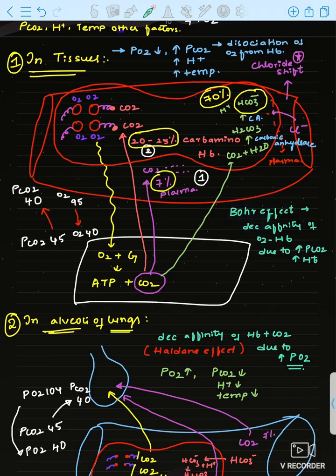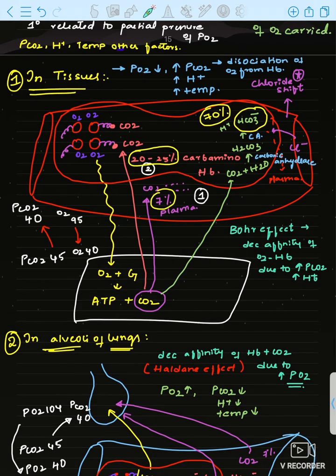One more thing you have to remember: here bicarbonate ions will go into plasma. This negative ion inside the RBC will be reduced. Just to balance that, chloride ion from the plasma will go into RBC. That is called chloride shift, and it will be seen in the tissues. Now what are the conditions why this is happening?